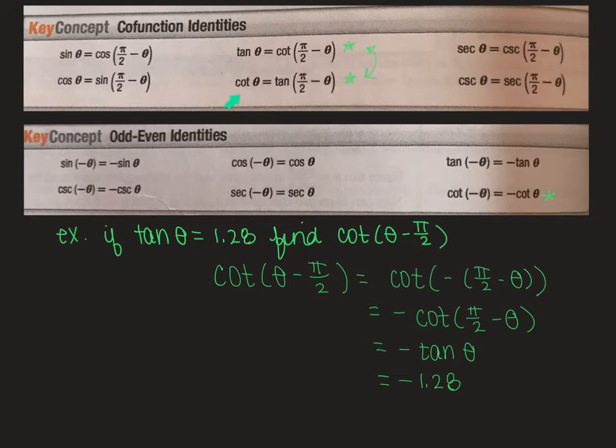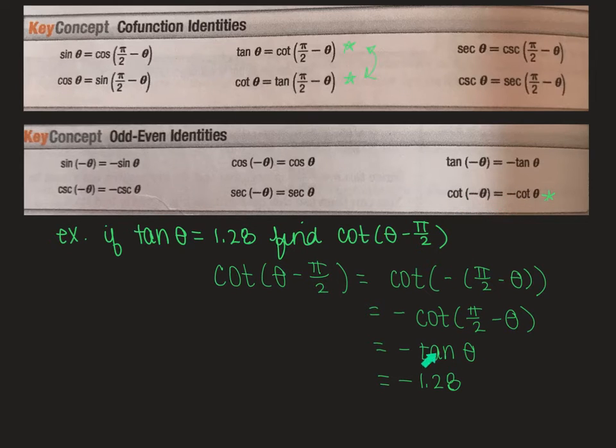These are the two that we're going to be using. So you have your pi over 2 minus theta, the negative. When the negative's on the inside of cotangent, it can be brought to the front. So that was the use of this identity in here. If the negative's on the inside, it can be brought to the front.